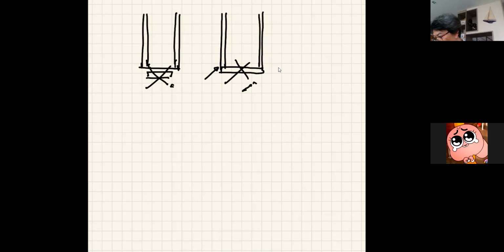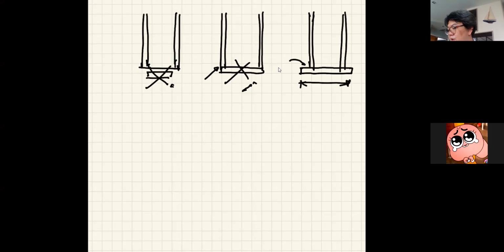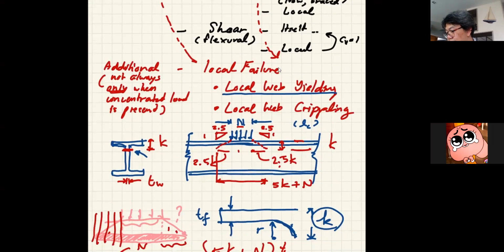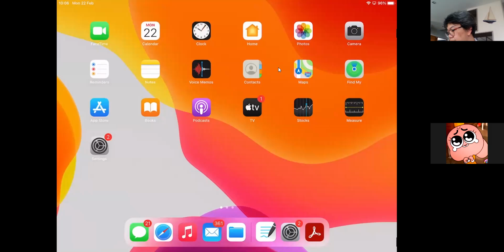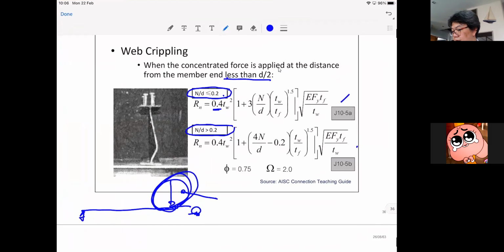So the proper way is to have the size of the plate slightly bigger than the size of the column so that you can weld them around. If on the next phase you design the size of the columns, you would know how wide this should be, and therefore you can have some idea of the end term that you can use for your local web yielding and web crippling.